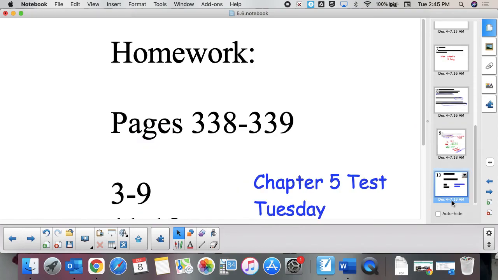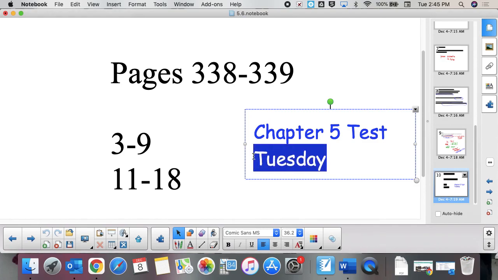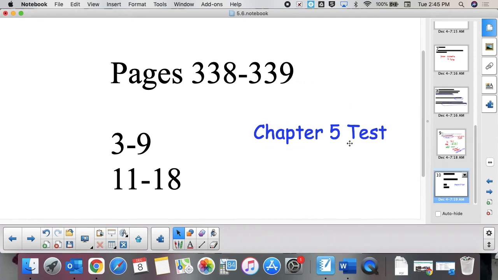Right? And then here's your homework tonight. The chapter test is not on Tuesday, by the way. Let me get rid of that so there's no confusion there. We will talk in class, though, about when your chapter test will be.